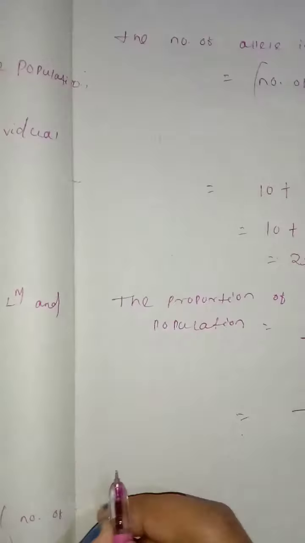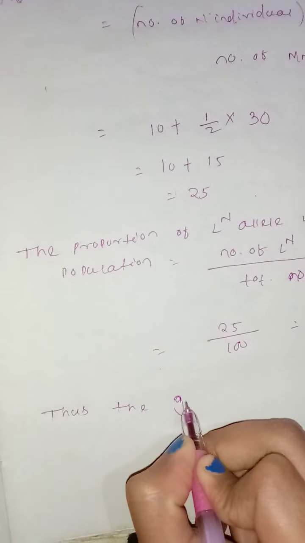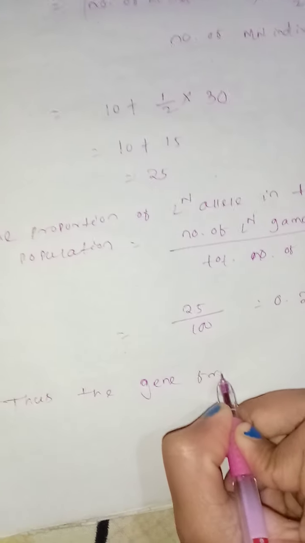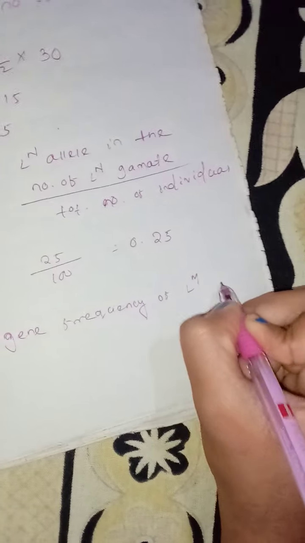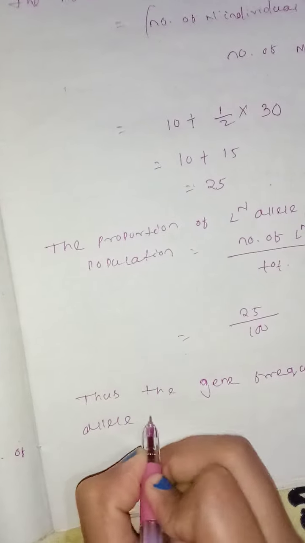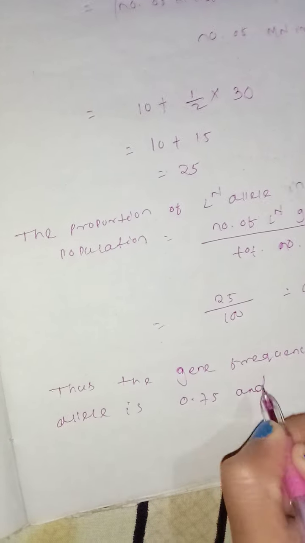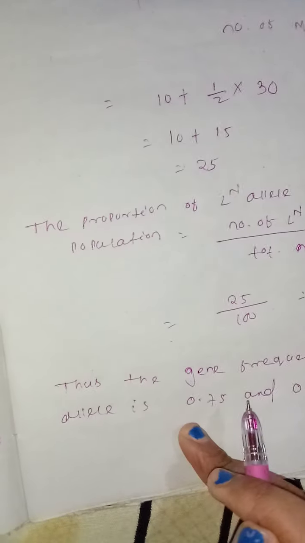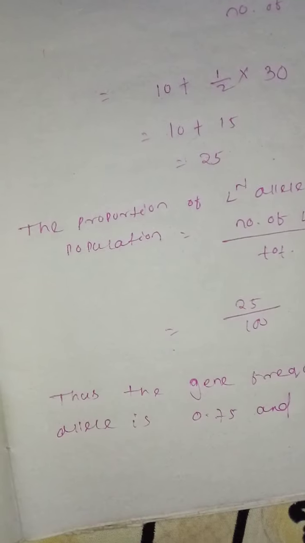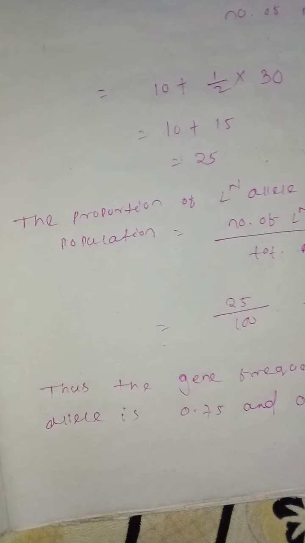Thus the gene frequency of LM and LN allele is 0.75 and 0.25. This number is equal to the first method. So these are the two methods of gene frequency.